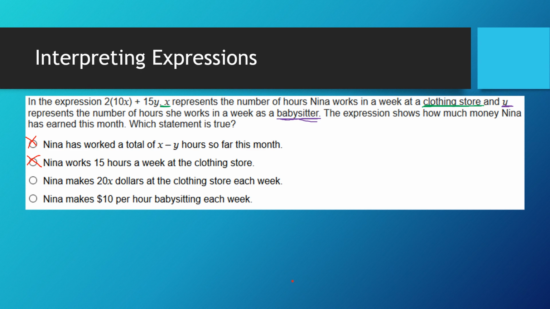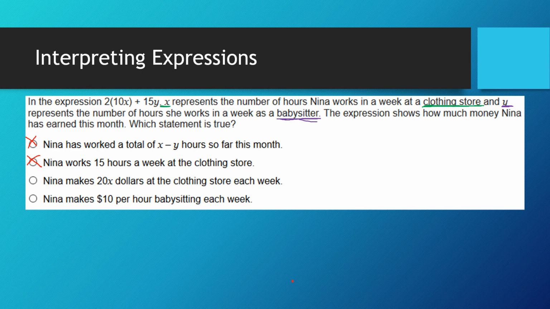I don't see the number 20 in the problem, but I do see a 2 times 10x, which would simplify to be 20x. And 20x would be a dollar amount times a number of hours. I know that x does stand for the hours at the clothing store, so that one sounds like it could possibly be true. Let's check the last option just in case.